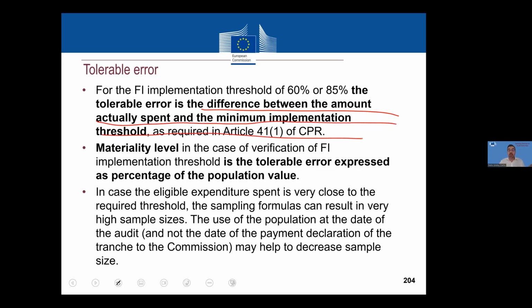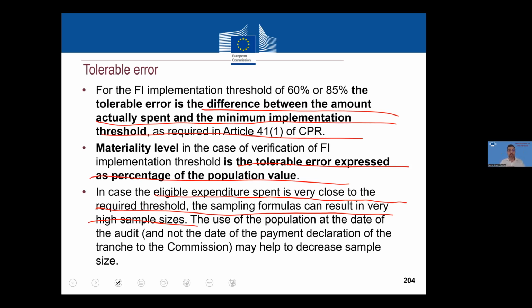And materiality level is basically the tolerable error expressed as a percentage of the population value. A note: in the case that the eligible expenditure already spent is very close to this required threshold, using statistical sampling formulas may result in very high sample sizes, and you understand why. Because if the expenditure spent is already very close to the threshold, this means that you have to plan for an extremely small precision, and an extremely small precision automatically brings you to very large sample sizes.